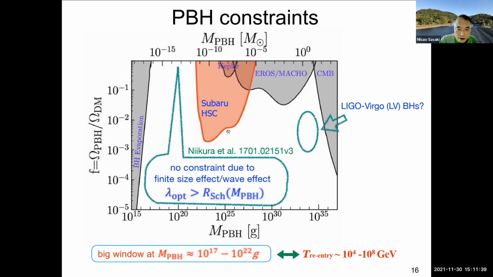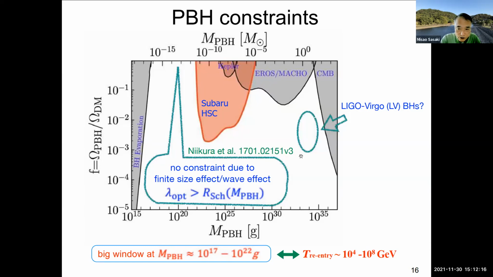Interestingly, as you all know, recently the LIGO-Virgo collaboration found dozens, maybe right now about 50 or almost 100, merger events of black holes by observing gravitational waves. Some of them at least may be primordial, and in that case you accept that the fraction of those primordial black holes is like 1% or 0.1%. This is another very interesting region, which is studied extensively these days.